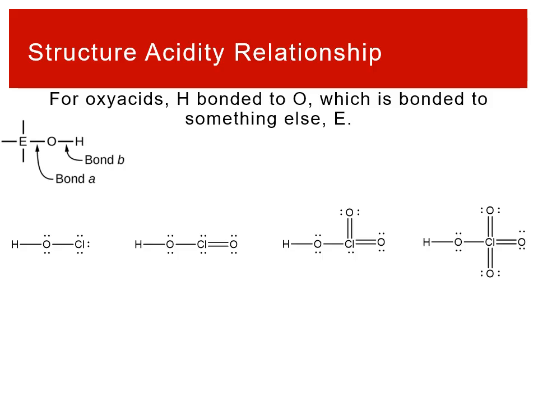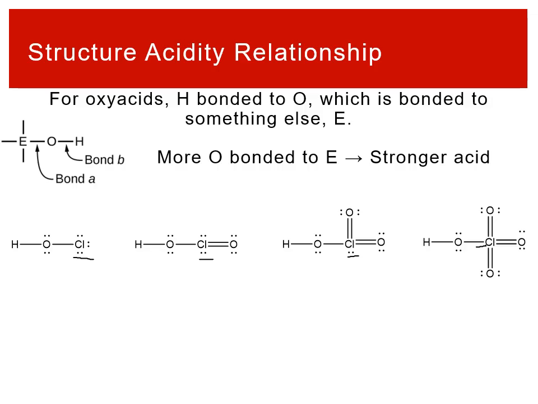Now I want to look at oxyacids where there are additional oxygens bonded onto your base atom, or your E atom. For example, I have all the chlorine situations where in all of these cases the chlorine atom is bonded to the OH, that's an acid, but then there are additional oxygens bonded onto the chlorine atom.